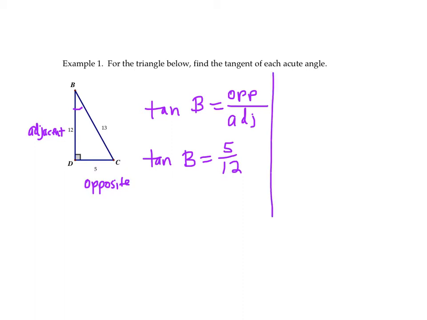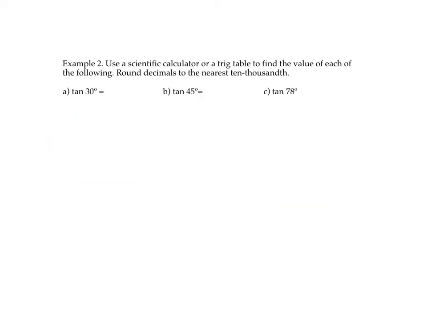Now, we have two acute angles in this triangle, so I'm going to switch colors, and we're going to take a look at angle C. Now, for angle C, the labels on the sides have to change. So I need to rename those two sides because your perspective changes when you switch angles in the triangle. So now for angle C, 12 is the opposite side because it's all the way on the other side of the triangle from the angle, and 5 is the adjacent side. So we can write this as the tangent of angle C is equal to 12 over 5. And again, tangent is always opposite over adjacent. In our next example, we're going to talk about using a trig table, a scientific calculator, or the scientific calculator on your phone to evaluate different trig functions.